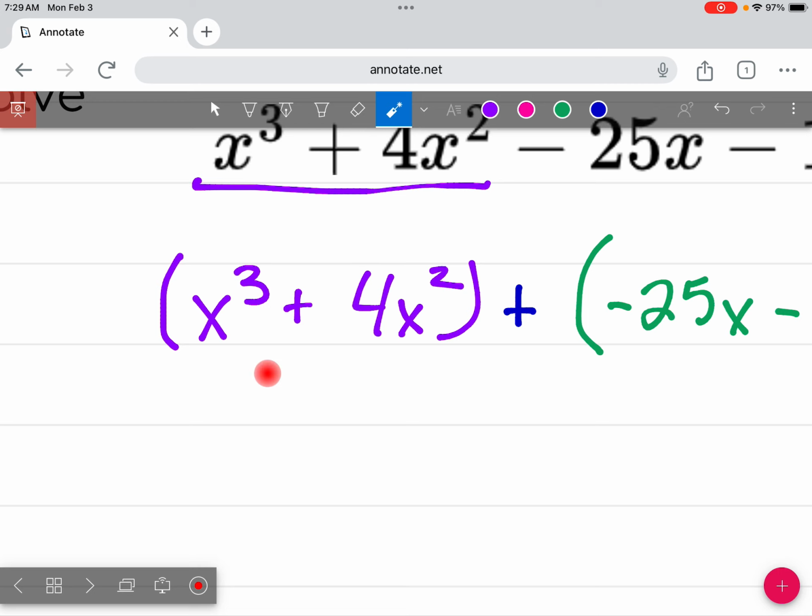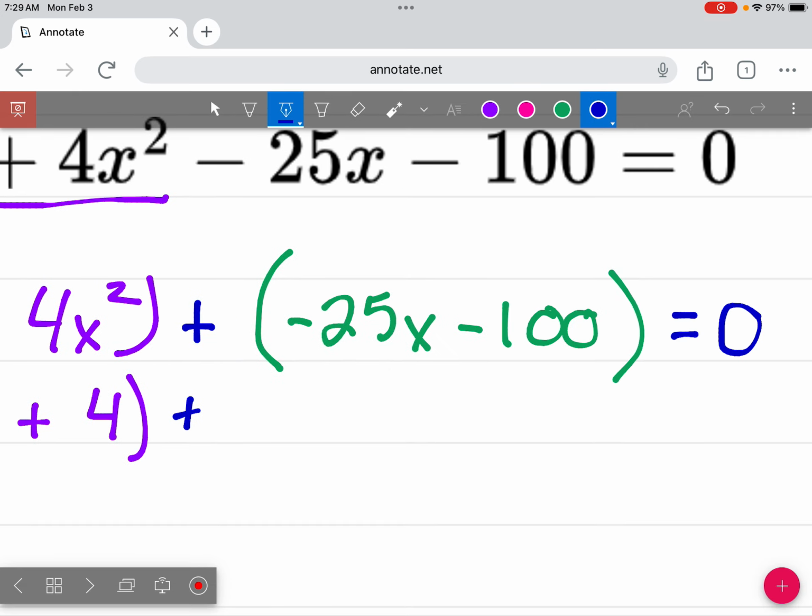So then we're going to look at each of these pieces. What does this purple piece have in common? My x cubed and my 4x squared. X squared. And x squared. So I can take this and write this as x squared. And my leftover piece, we're going to have an x plus 4, right?